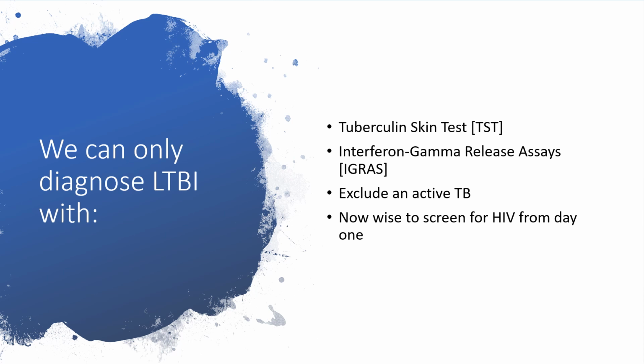We can only diagnose latent tuberculosis infection with the tuberculin skin test or interferon-gamma release assays. There are situations when we'll end it with the tuberculin skin test, or we might need an interferon-gamma release assay, or we go straight for the interferon-gamma release assay. Then, depending on our finding, we might have to exclude active TB. It is now wise to also screen for HIV from day one. So while we're screening for latent TB, let's screen for HIV as well.